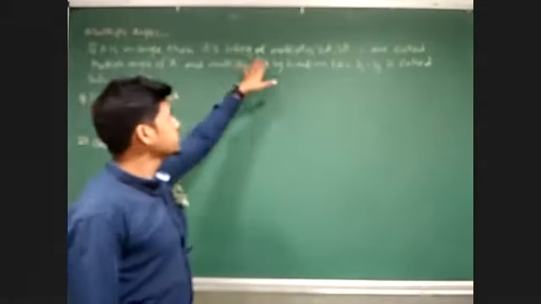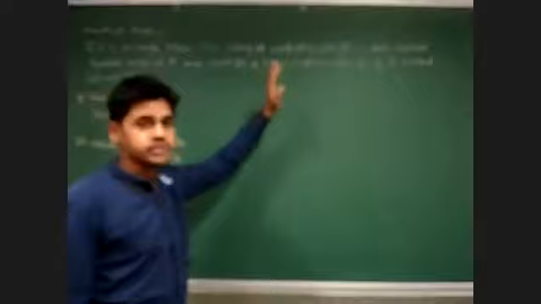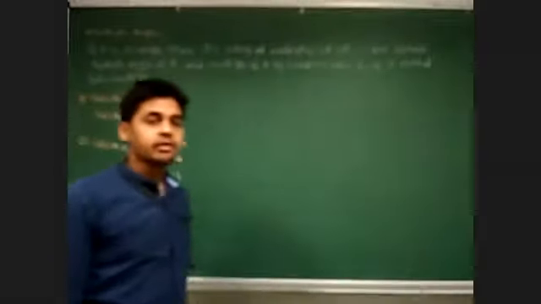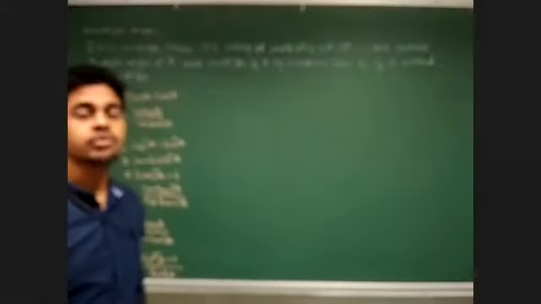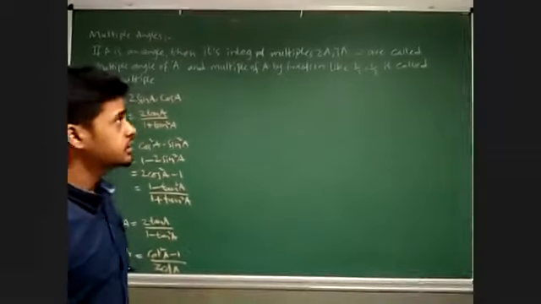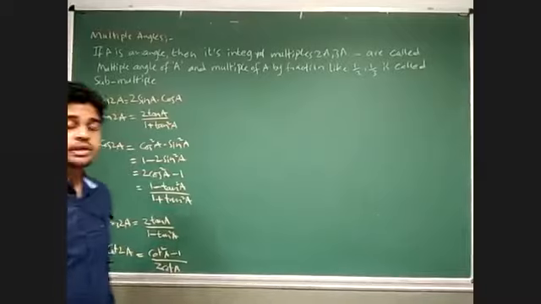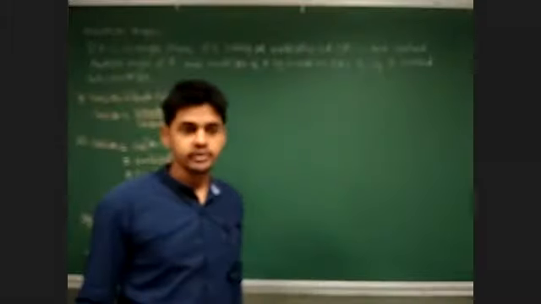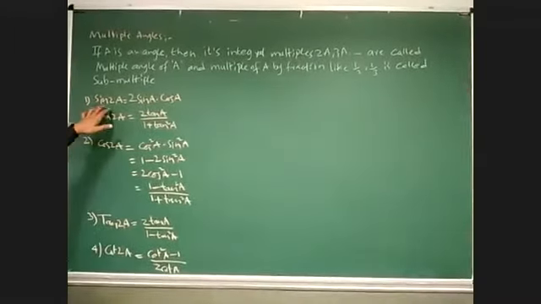So integral multiples like 2A and 3A are called multiple angles, and multiples by 1 by 2, 1 by 3, 1 by 4 are called submultiples. In this chapter, in this book, you are going to learn only multiples 2A and 3A, and in submultiples 1 by 2, that is enough. Okay, so just see here, I wrote sine 2A.